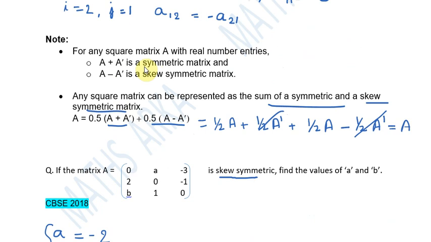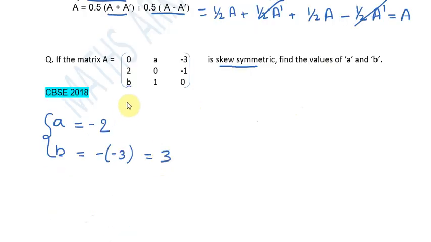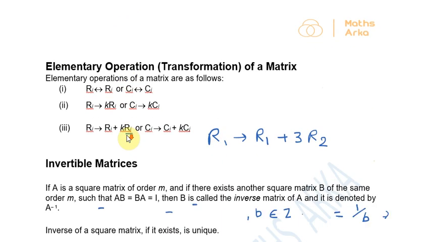A plus A dash, that is A plus A transpose, is a symmetric matrix, and that applies for all square matrices. A minus A dash is a skew symmetric matrix, and we can always represent a matrix as a sum of a symmetric and a skew symmetric matrix. Then we solved one example over here.